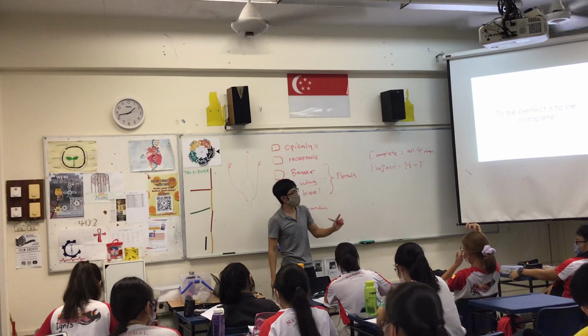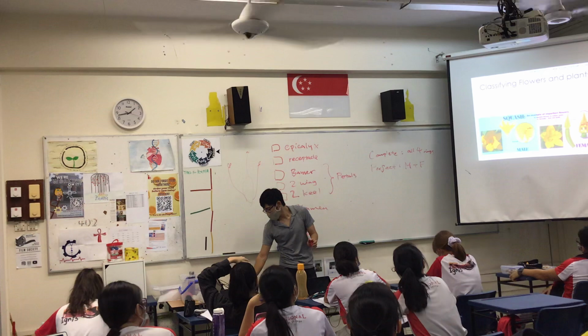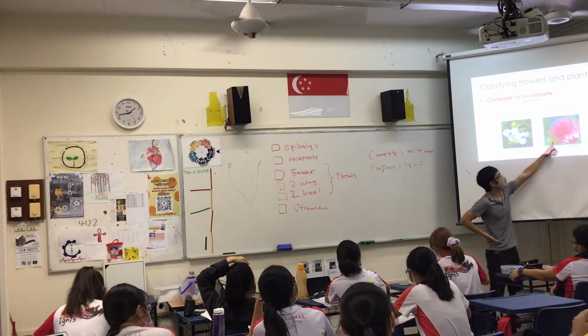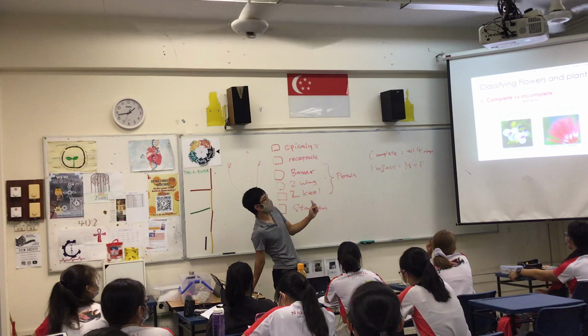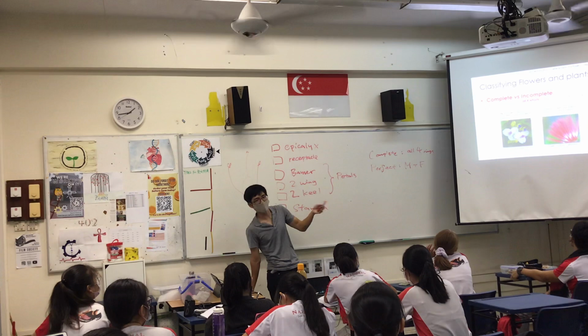I'll show you a flower that looks like that. Look at this flower on the right hand side, called the powder puff tree. You see no petals, no sepals, just the anthers sticking out. So this is incomplete because it only has the inner parts. Does it have petals or sepals? No. Okay, next brain teaser.